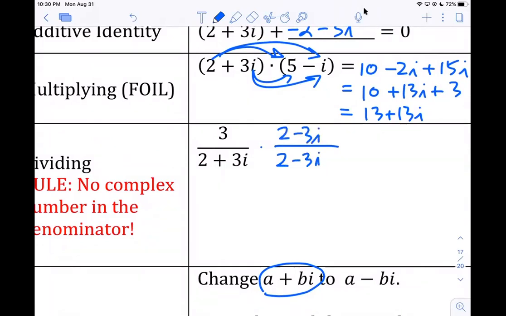And the reason we do that is that this is a 1. We can only multiply a 1 to an expression. All right, so now in the numerator, we FOIL. We get 6 minus 9i.